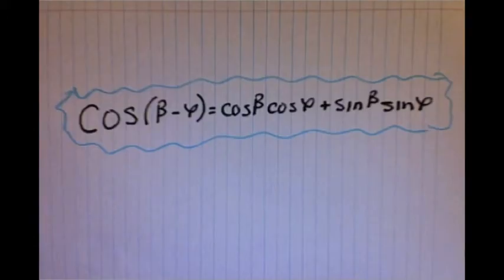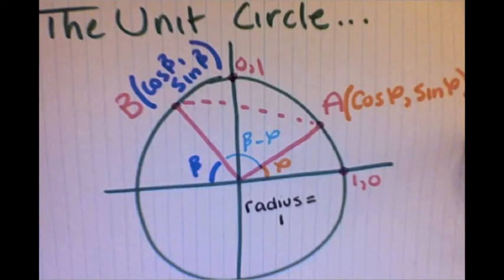To start, the cosine difference formula is cosine(beta minus alpha) equals cosine beta cosine alpha plus sine beta sine alpha. And to find the origin of where this came from, we'll start with the unit circle. Obviously, this is pre-calc, trigonometry. The unit circle plays a very important factor. It is the base of everything.